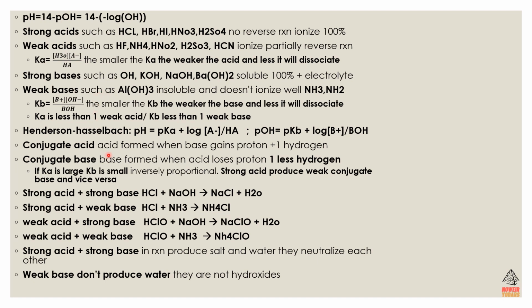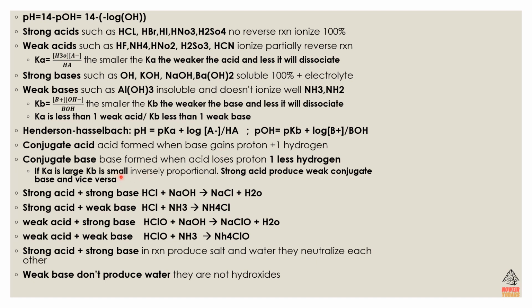And then next we have the Henderson-Hasselbalch equation. Henderson-Hasselbalch is basically used to find the pH or the pOH using the pKa or the pKb. By the way, Kb is the base dissociation constant as well. And then pH is equal to pKa plus log of the acid divided by its conjugate. Actually, sorry, it's the conjugate divided by the acid. And then pOH is pKb plus log of the conjugate divided by its base.